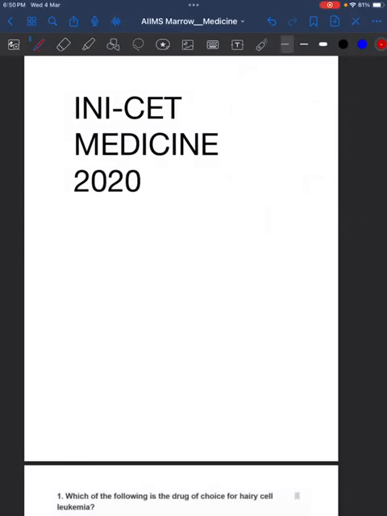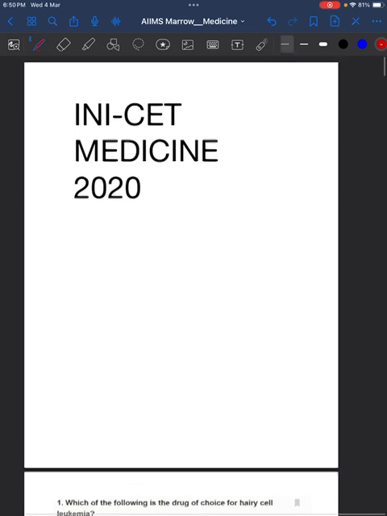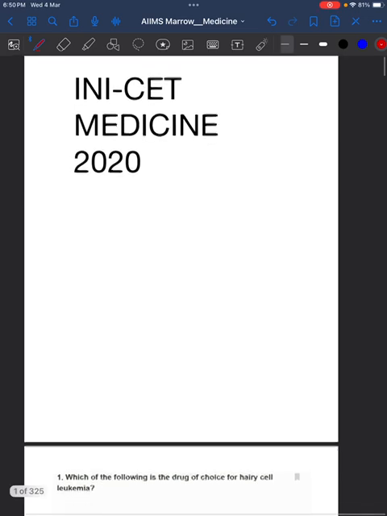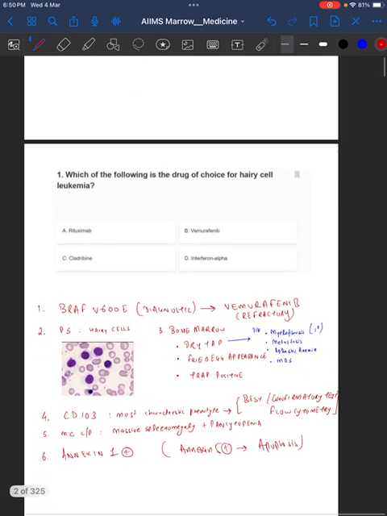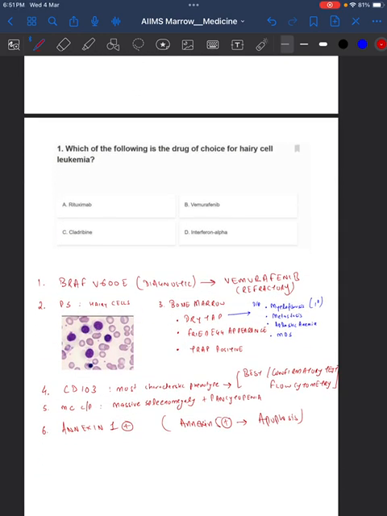Hello everyone, I will be discussing the INICET Medicine 2020 PYQs and the other important topics regarding these questions. So question number 1 is, which of the following is the drug of choice for hairy cell leukemia? See, drug of choice is cladribine.